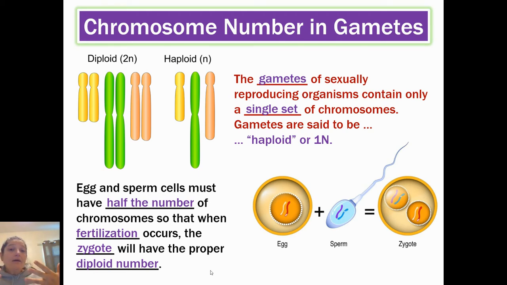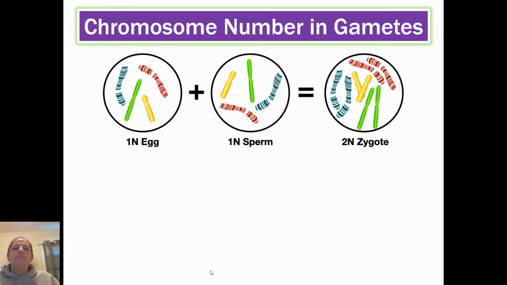So again, we are looking at chromosomes in gametes. Gametes are your sex cells. Gametes are your haploid cells. In a haploid cell, you only have a single set of chromosomes, or half the number of chromosomes. And the reason for this is so when we have fertilization, the zygote will have the correct number of chromosomes. And again, it's really simple: 1n in the egg, 1n in the sperm equals 2n in the zygote. And 2n brings us back to that diploid number.